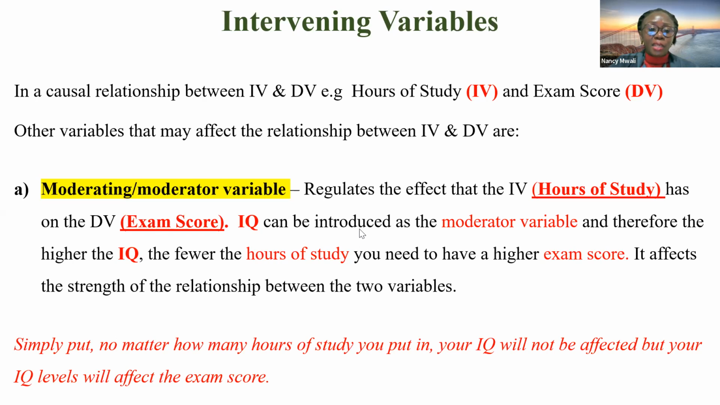We have the moderating or moderator variables, which regulate the relationship between the two, in our case the hours of study and the exam score. Giving an example of a moderator variable, we'll talk about IQ, which can be introduced in this case. When you introduce IQ, we are asking, does IQ affect the relationship between the hours of study and the exam score? If you have a higher IQ, does it affect that relationship? Or if you have a lower IQ? That's just an example of a moderator variable.